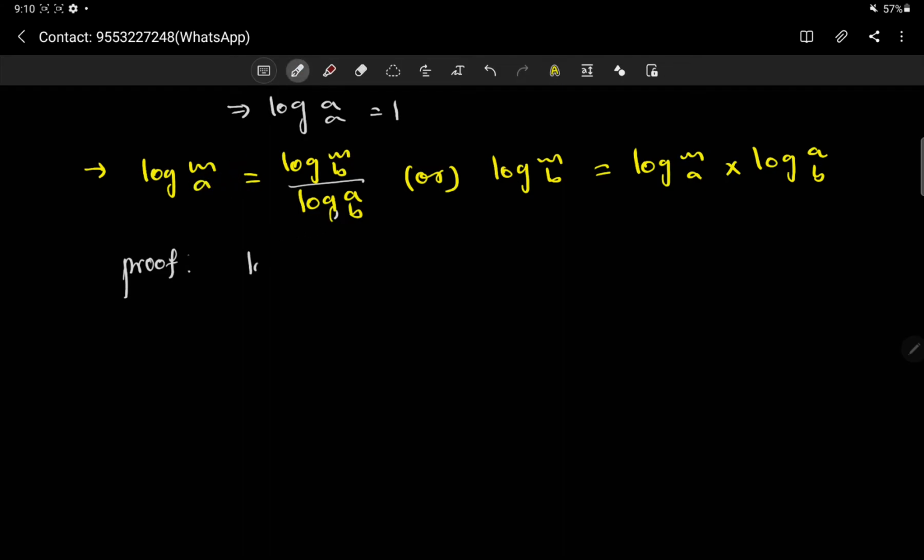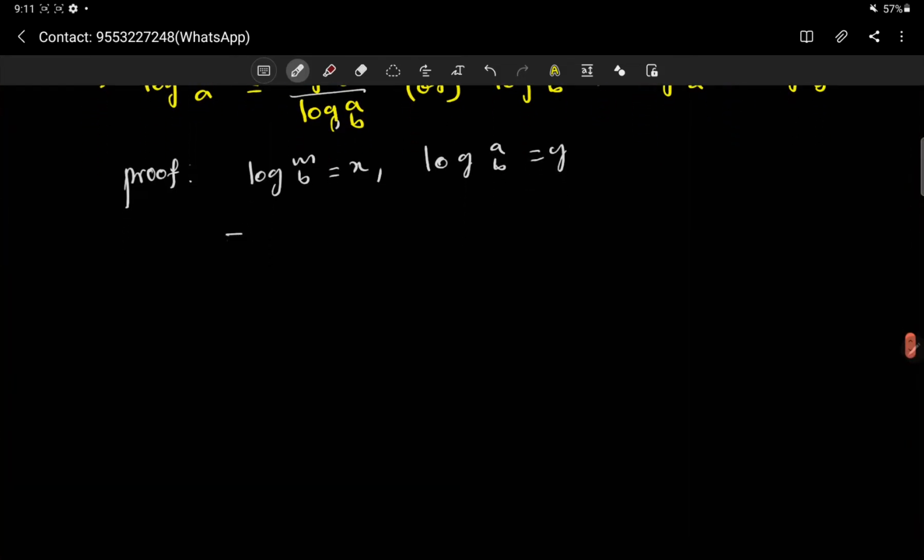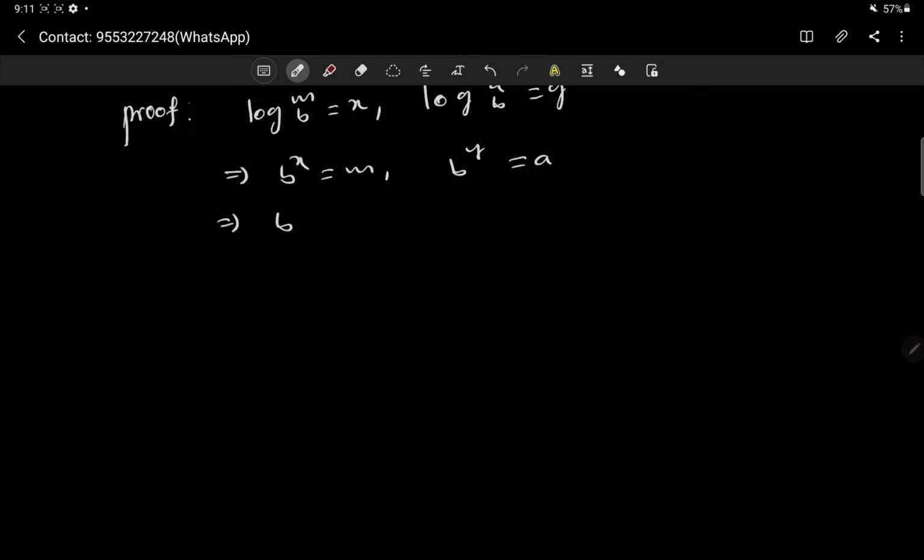To get it, I am going to take log m base b is equal to x, comma, log a base b is equal to y. From these two equations, we have b power x is equal to m, comma, b power y is equal to a. Okay. So from here, b is equal to m power 1 by x. Next, b is equal to a power 1 by y. So here we are eliminating b. In place of this first b, we can substitute this a power 1 by y. Then this becomes m power 1 by x.